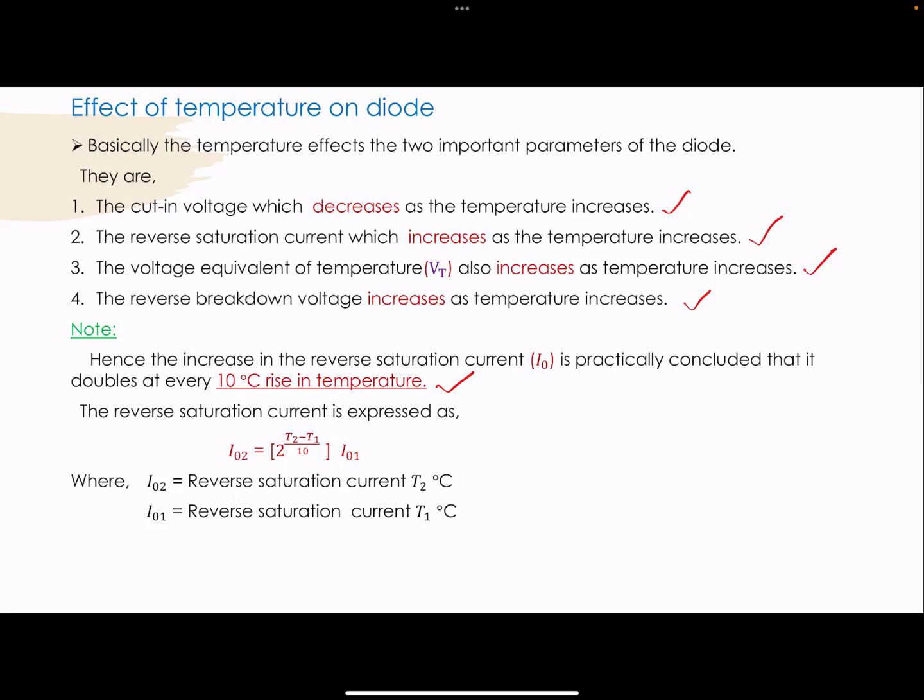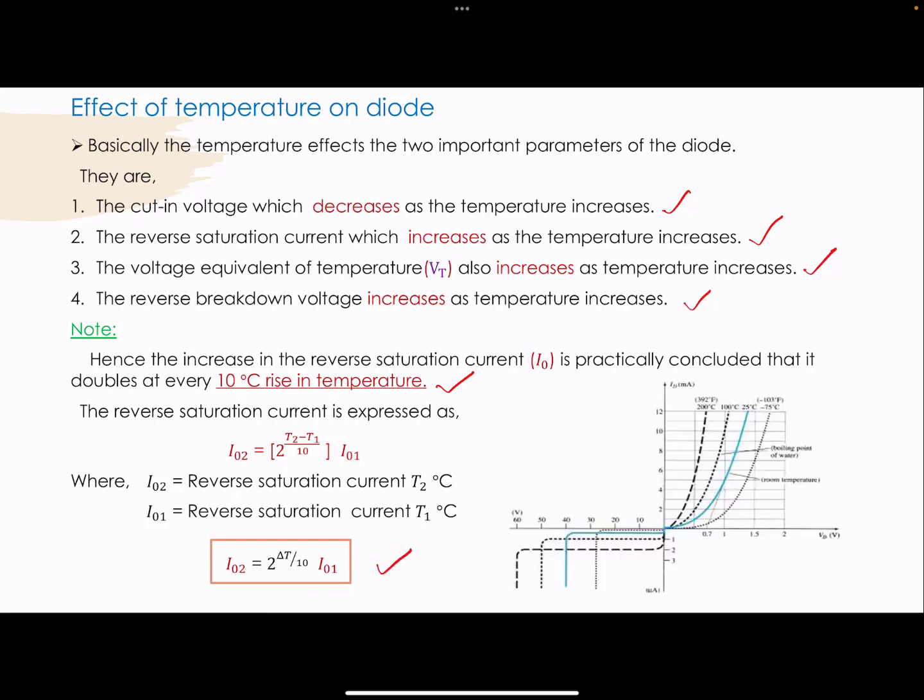So finally we get the value of reverse saturation current as I02 is equal to 2 to the power of delta T by 10 into I01. Now if you see here, this is the characteristics curve for the voltage and the current with respect to the temperature, in which we can observe the changes in the voltage and the current with respect to the temperature. Now let us solve a problem related to this.